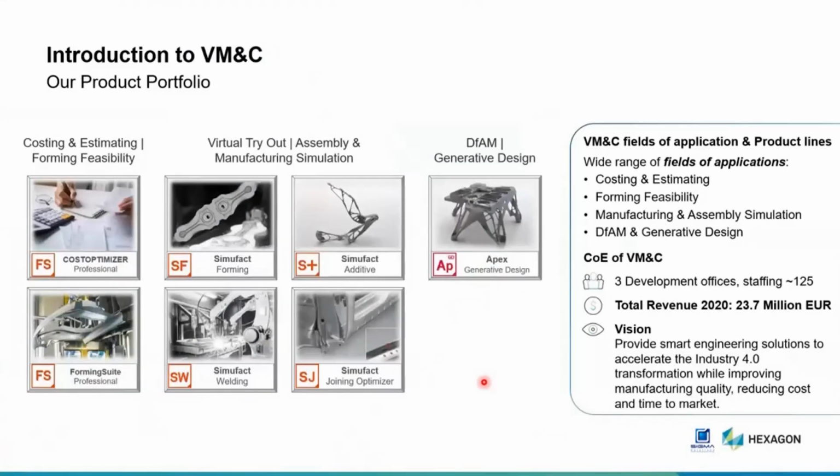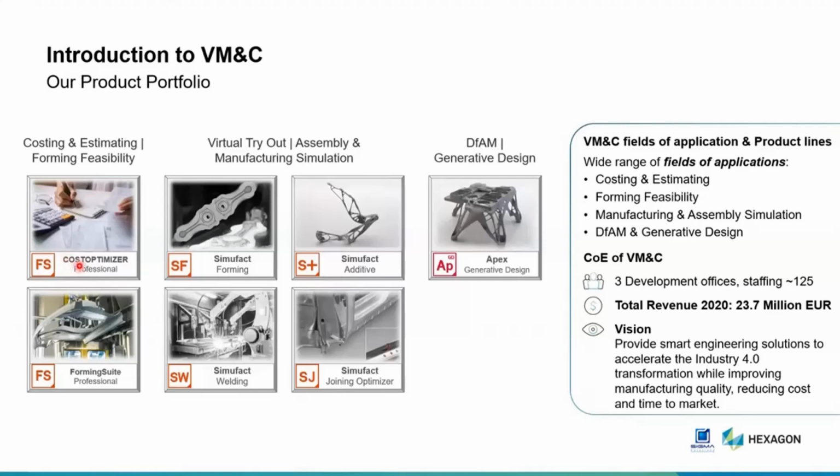So let's begin. When we say virtual manufacturing and costing, it includes multiple solutions from us. If we are in early feasibility, in the sense that we are costing any sheet metal component, we have a cost optimizer, where you can estimate the cost of a sheet metal component, considering the material requirement, process cost, and the rest of the cost involved during manufacturing.